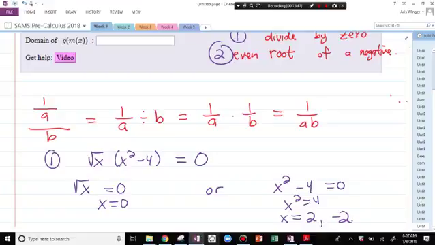Please. About the example right there, the 1 over a over b. Yeah. Isn't 1 over a over b equal to 1 over a divided by 1 over b? Is it? So say that again. Isn't 1 over a over b equal to 1 over a divided by 1 over b?